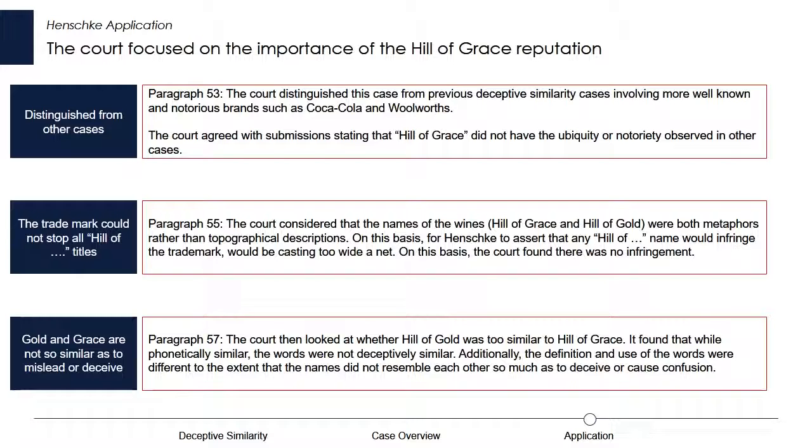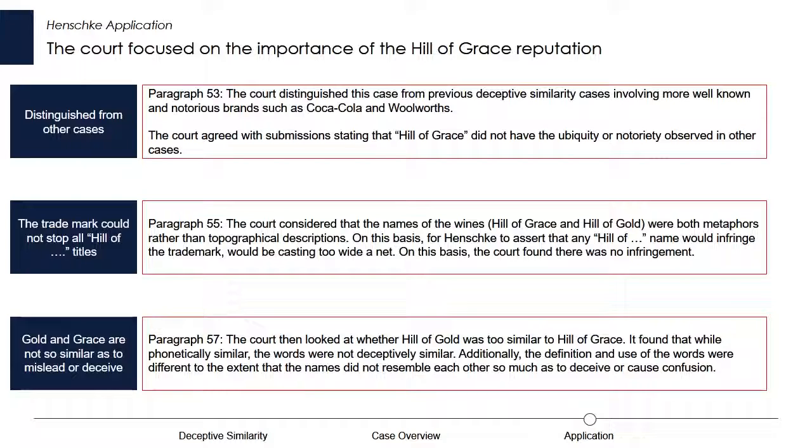With this out of the way, the court went on to consider specifically whether Hill of Gold was too similar to Hill of Grace. Firstly, they distinguished this from other cases where the plaintiff had been a larger or more well-known brand, for example, Coca-Cola, and they said that while Hill of Grace was a well-known wine, it didn't have that same level of ubiquity, which would warrant keeping people from having similar names. Secondly, they highlighted that the argument from Henschke that all Hill of names should be stopped would have made the scope too broad. So, for example, blocking Hill of Goanna. They said that this was needlessly broad in scope.